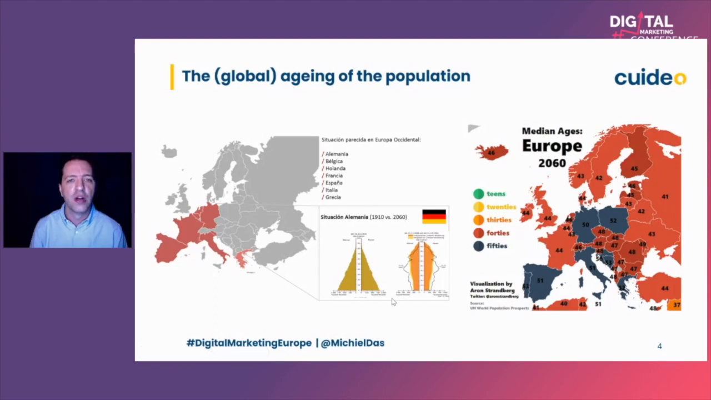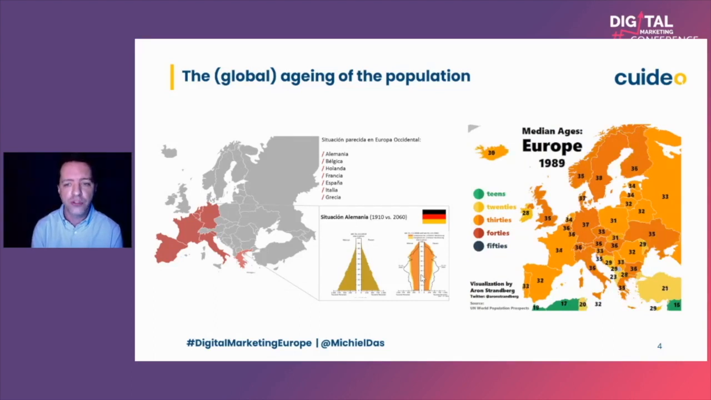60 years ago, Germany had a very young population. So what's happening now? Well, that population is getting older and older and older. And this is just a picture of Germany. As you can see, the pyramid is going to be completely upside down by 2060. And this is a problem that we're facing in all of the countries in Europe and also in the rest of the world, except for Latin America, which has a younger audience.